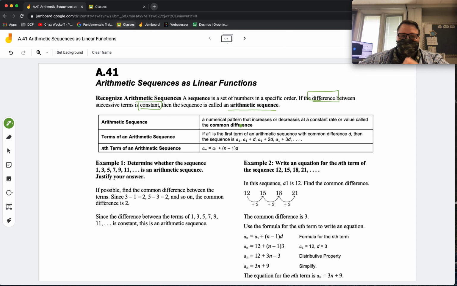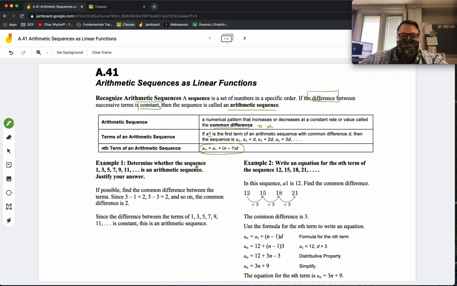An arithmetic sequence is a numerical pattern that increases or decreases at a constant rate or value called the common difference, and we label this as D. Terms of an arithmetic sequence: if A1 is the first term of the sequence with a common difference D, then the sequence is A1, A1 plus D, A1 plus 2D, and so forth. So we can write all arithmetic sequences using this formula: A sub n, which is the number of the term, equals A1, the first term, plus n minus 1 times D, the difference.